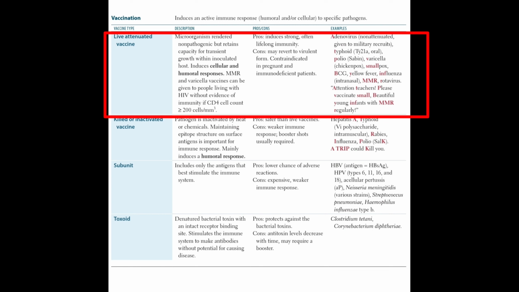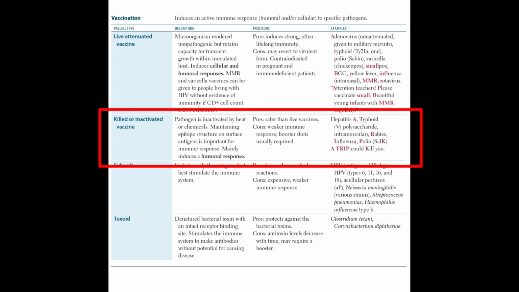Some examples of the live attenuated vaccine are adenovirus, which is non-attenuated and usually given to military recruits, the typhoid vaccine Ty21a, which is oral, the polio vaccine Sabin, and the varicella (chickenpox), BCG, yellow fever, influenza, MMR vaccine, and the rotavirus. So these are the live attenuated vaccines that are given to human beings.